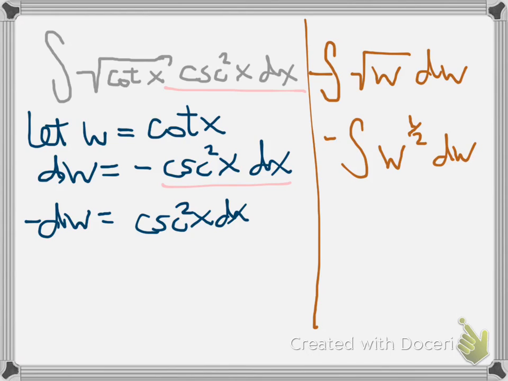So we need to add 1. The negative is going to go along for the ride here. Add 1 to the exponent for the w to get 3/2. And then we have to divide by that new exponent. So we should divide by 3 over 2.